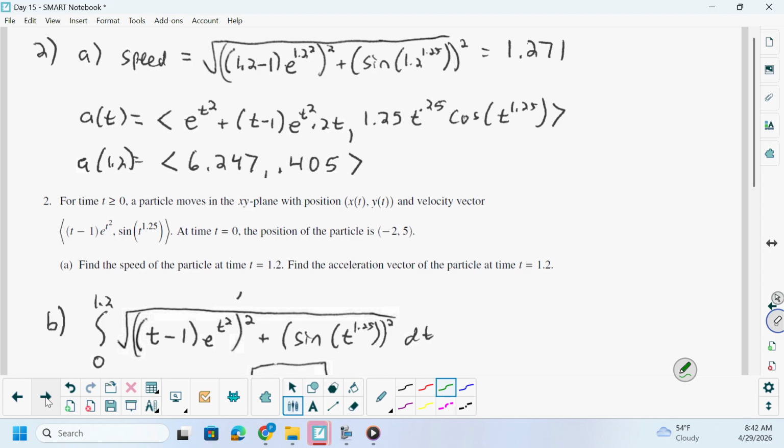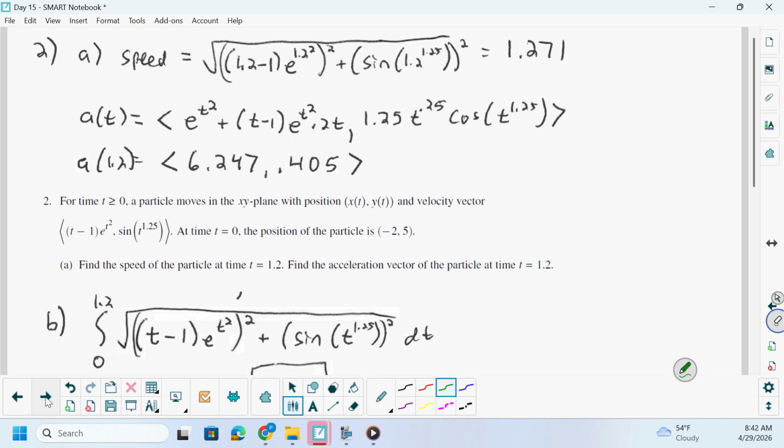Now, make sure you are in radian mode. So that's the first part of part A. Remember to always reread your parts when you think you're done to make sure you've answered everything, because this has multiple things they want. They now want us to find the acceleration vector at 1.2. So we're going to have to take the derivative of our velocity vector.